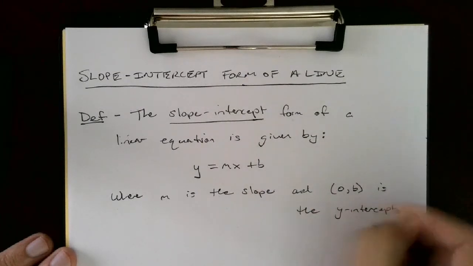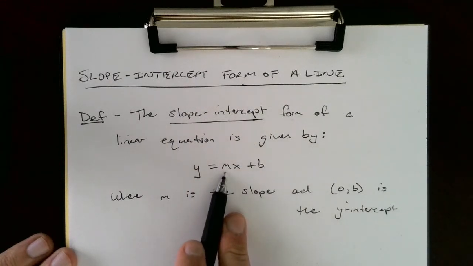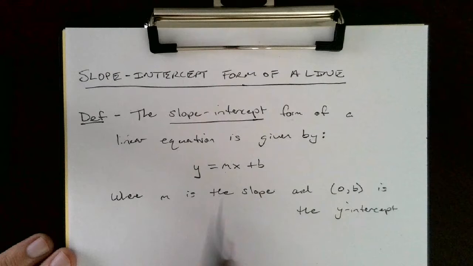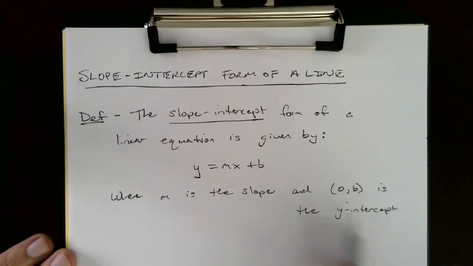0 comma b is the y-intercept. So that's why it's called the slope-intercept form, because you can get the slope right away. It's whatever number is in front of x, not including the x, just the coefficient, the number in front of x. And then 0 comma whatever the constant b is the y-intercept. If this is minus b, then it'd be a negative here.